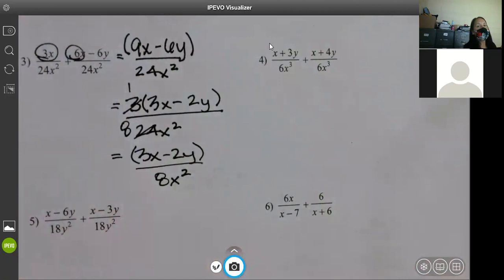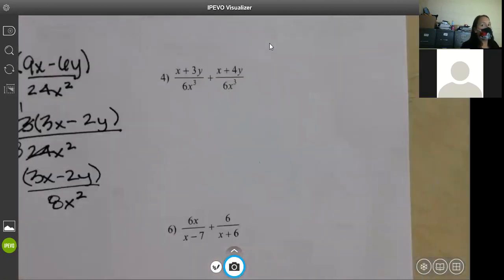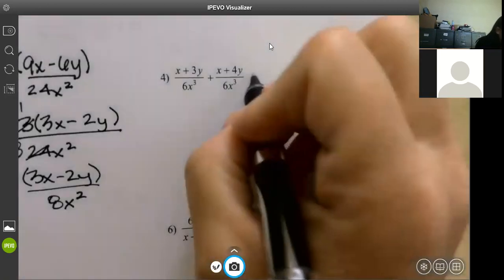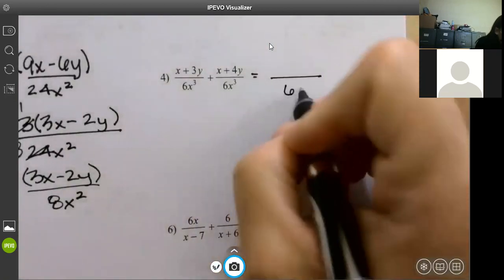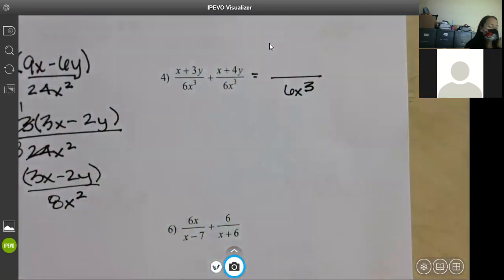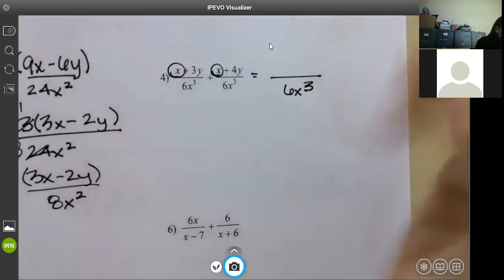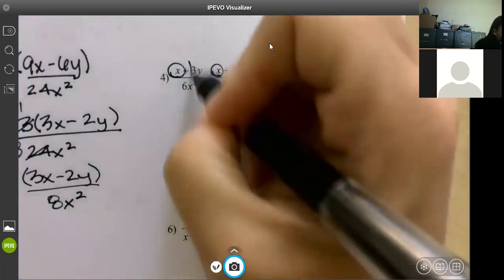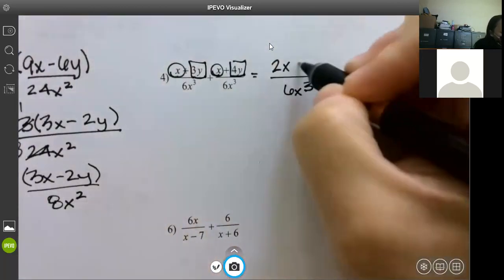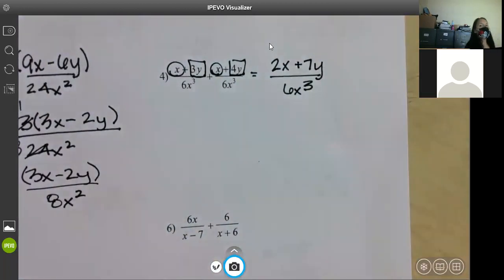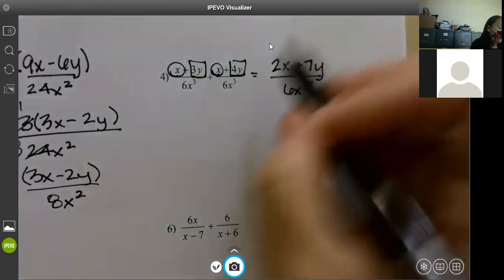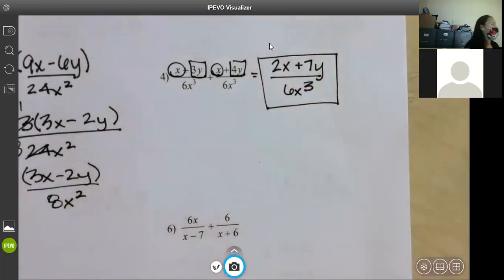Okay, look at number 4. Also has a common denominator, so we're good there. What is our common denominator? Good. On the top, what can I do? X plus x is? And then 3y plus 4y is? Can I do anything to the top that will help me out? No, this is as good as it gets. We're done with this problem. So reduce when you can. Don't do anything else if you can't.